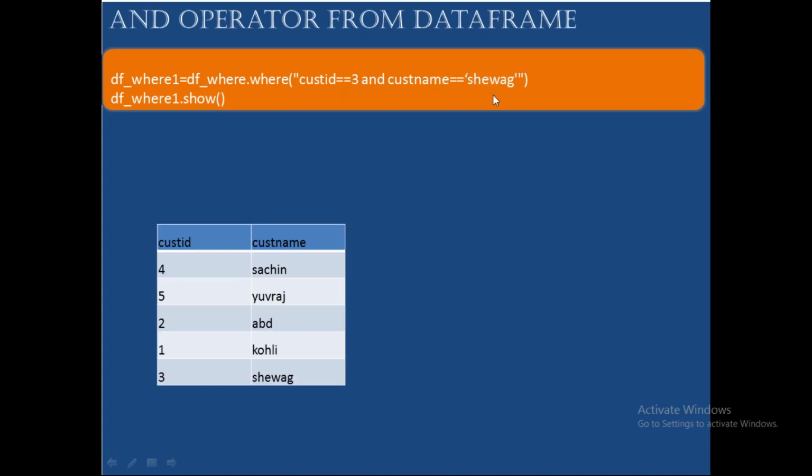What is the difference between AND and OR? OR means if any one condition is true, the record will be returned. AND means both conditions must be true, then only the record will be returned. Custid equal to 3, custid equal to 7. Yes, this is the record it is indicating. So in this case, you'll get the 3, 7.